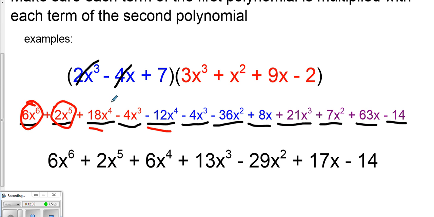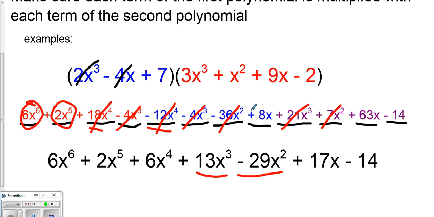We can take this out and this out. Okay, now we look at x to the 3rds. Negative 4x to the 3rd, negative 4x to the 3rd. That's like negative 8 in total. Negative 8 with this one. Negative 8 plus 21 would be positive 13. So this one, and this one made this piece here. Now we go on to x squareds. Negative 36x squared plus 7x squared would make negative 29x squared.